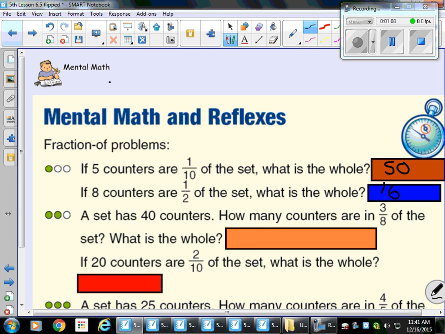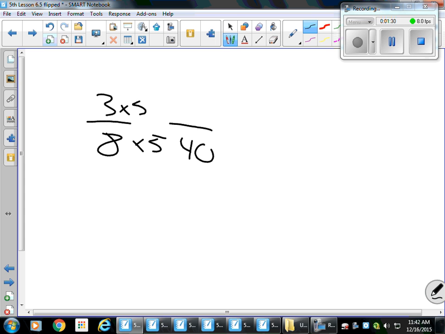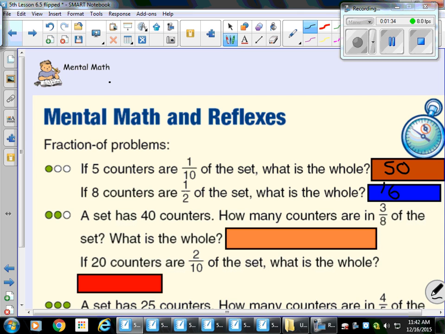A set has 40 counters. How many counters are in 3/8 of the set? What is the whole? Okay. So if a set has 40 counters, how many counters are 3/8 of the set? So 40 is my number. I want to find 3/8. 40 is my denominator, right? That's what the set is. 8 times 5, 3 times 5 would be 15. So 3/8 would equal 15.